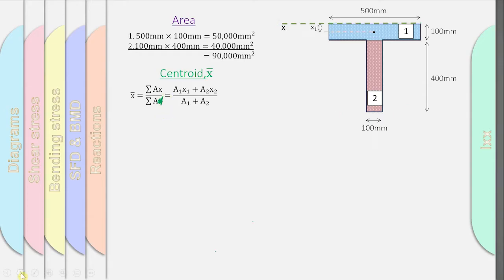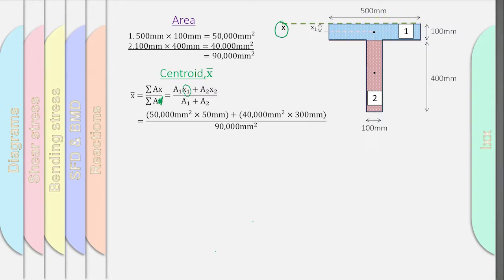Apa maksud x1 tu tadi? As I mentioned, distance from centroid to the axis. Maksudnya axis, contohnya kat sini, X ni x axis. And then we have X1 here. Maksudnya X1 yang ni lah. Right. So 50,000 is the area for the first yang shaded with the blue color, darab dengan distance daripada centroid of that shaded blue area pergi ke axis.